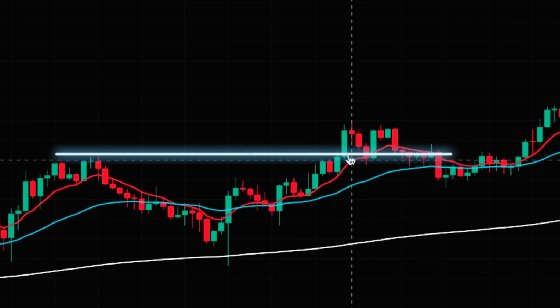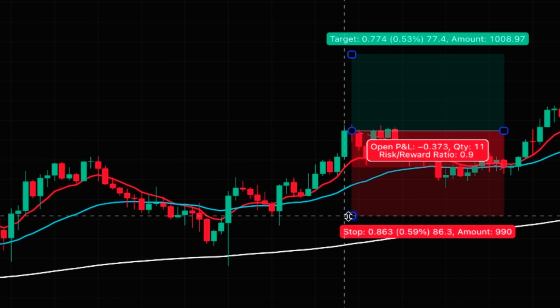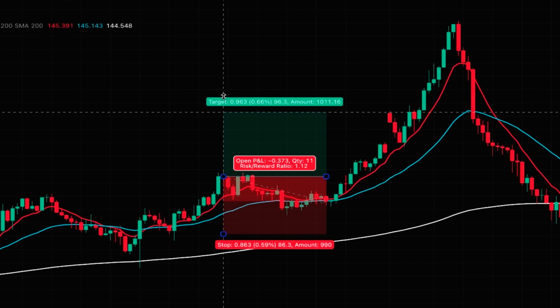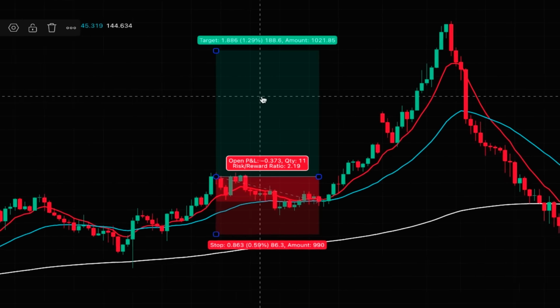Alright, here you can see that this candle has already closed above this potential resistance level. So in practice, we could enter a long position at this point with the stop loss below the blue line or below the last swing low, and a profit target at 1.5 risk to reward ratio. Alright, moving on the chart.